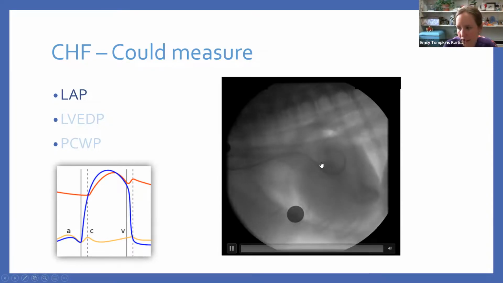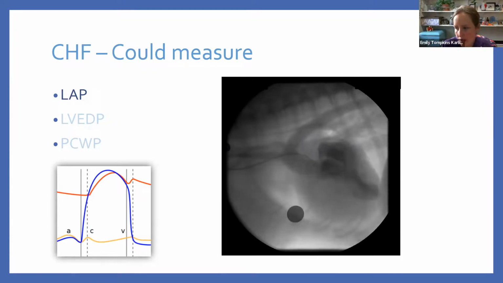But to get there, I said you had to go from the right atrium across the interatrial septum, which usually would entail poking a hole in the interatrial septum, which you don't really want to do just for the sake of measuring pressure. That's kind of a little bit of an invasive thing to do. This dog had a giant atrial septal defect, so the catheter went right across it. But in general, you're not going to have that luxury. You're not going to be able to just shove a catheter into the left atrium easily.